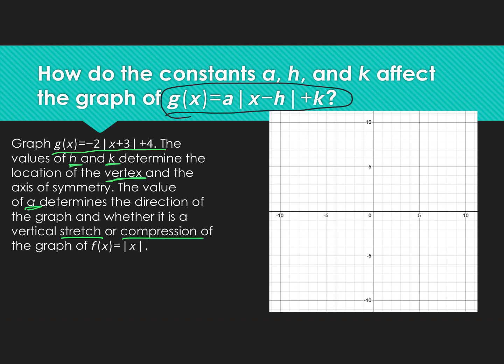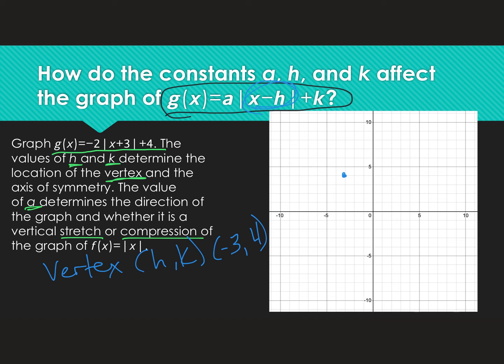So let's talk about how we're going to graph this. The first thing we need to do is find our vertex. We know our vertex is (h, k), and in this case, that is (-3, 4), because remember, it is negative h. So I'm going to go to (-3, 4), which is right here. That's my vertex. That's the first thing I'm going to do. That gives me my axis of symmetry.